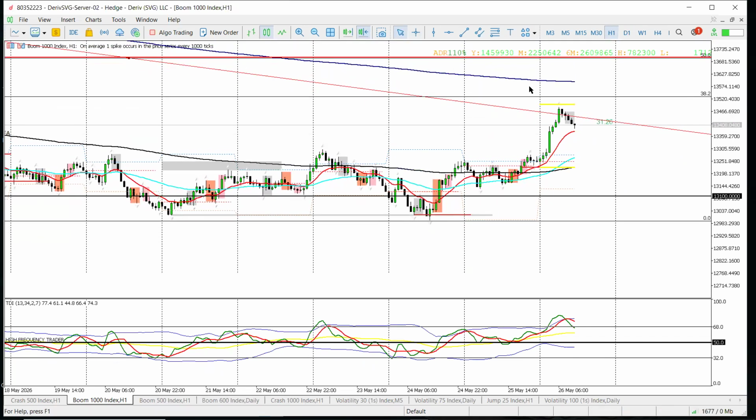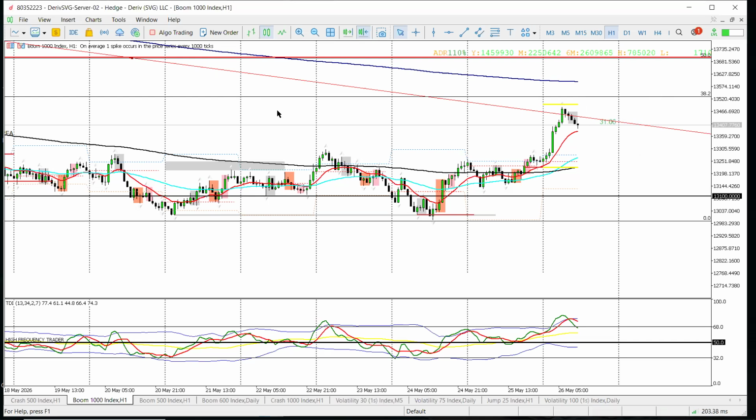So should any buy setup form here, this is the piece of the pie. Wherever we decide to enter, what we're just trying to catch is a piece of this pie which we have here. So that's it from this session on Fibonacci.